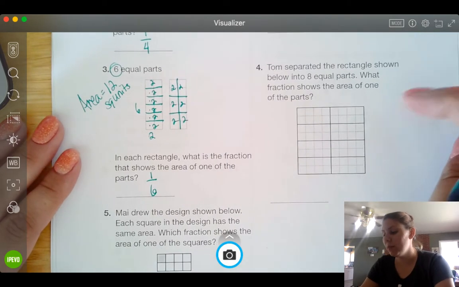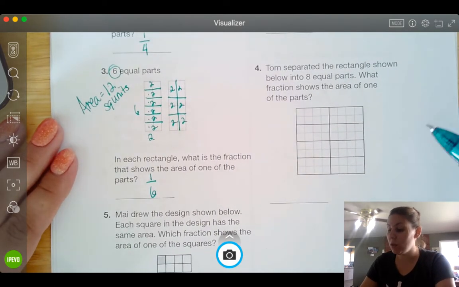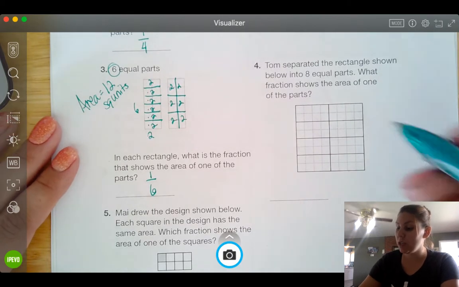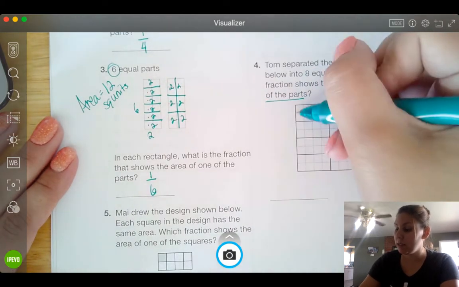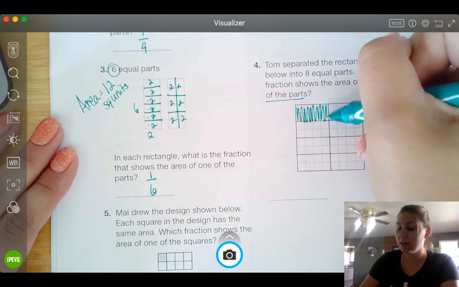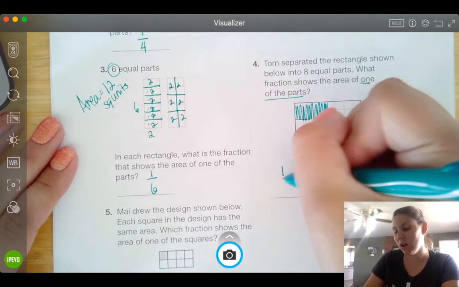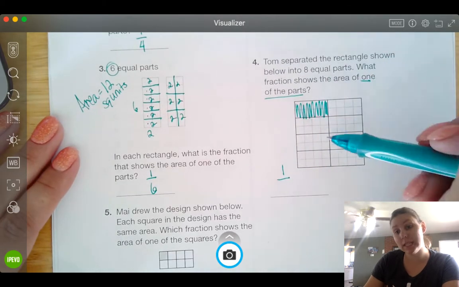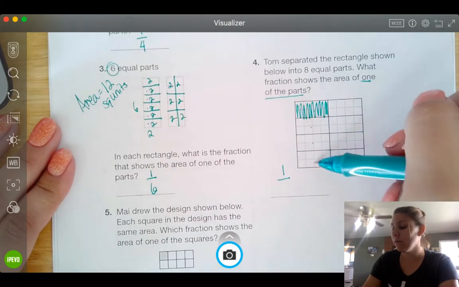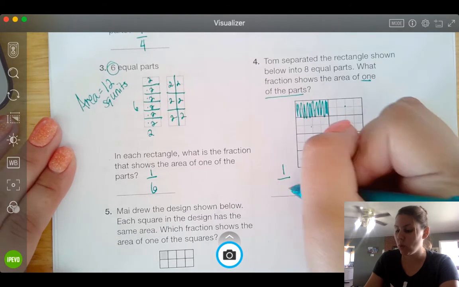4. Tom separated the rectangle shown below into 8 equal parts. What fraction shows the area of one of those parts? So if I were to just color this in, what fraction would that be? It would be 1 out of how many total pieces? 1, 2, 3, 4, 5, 6, 7, 8. 1/8.